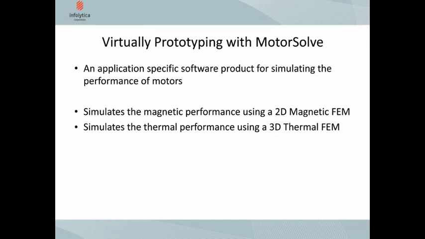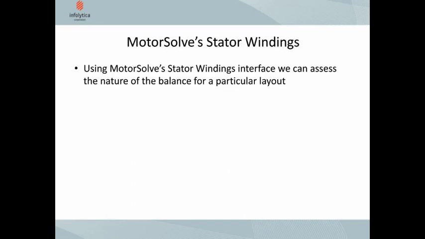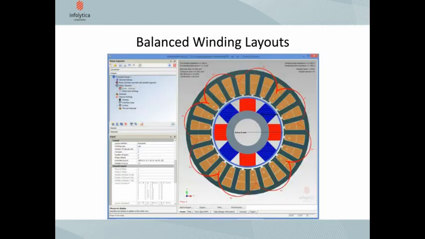Now, we're going to assess those 50 different machines by looking at the balance of the layout first. We're going to utilize MotorSolve's stator winding interface. It looks like this. It's got a series of different panels that give you information about the winding based on geometry and such, but we're going to concentrate on this area here on the middle left.